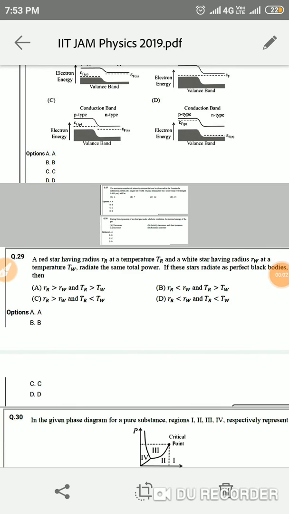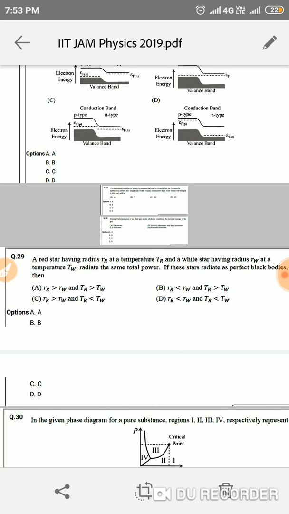So now moving towards question number 29. In this, we are given a red star whose radius is R_R and temperature T_R, and a white star having radius R_W and temperature T_W, and both the stars radiate the same total power. And if these stars radiate as perfect black bodies, then we have been provided with 4 options.